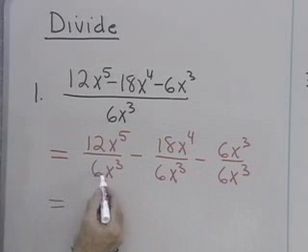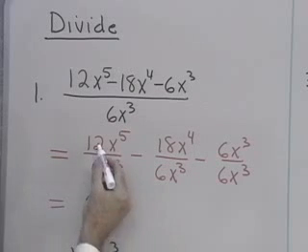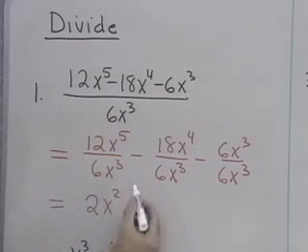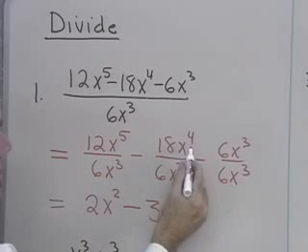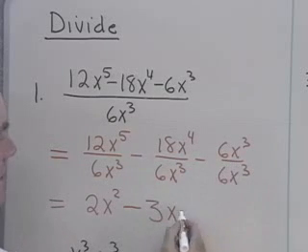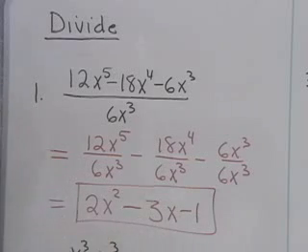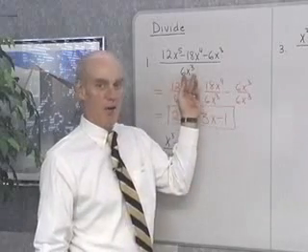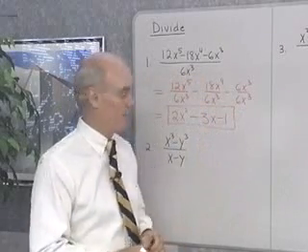12x to the fifth over 6x cubed will be 2x to the second when I divide coefficients and subtract exponents. Minus 18 divided by 6 is 3. X to the fourth over x cubed is x. And then 6x cubed over 6x cubed, that will be 1. So there is division of polynomials where I divide by a monomial, and the process looks very similar to what we did with the distributive property.